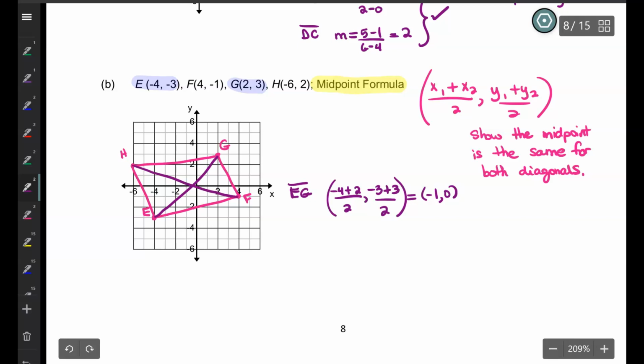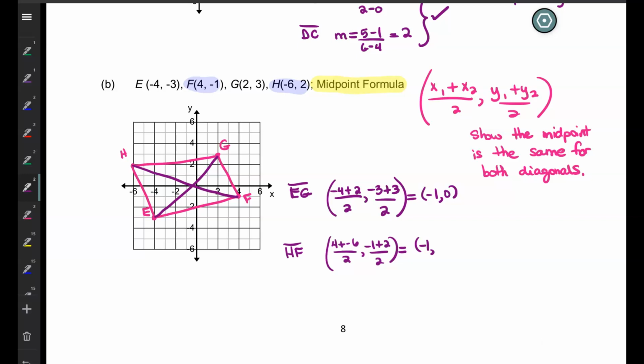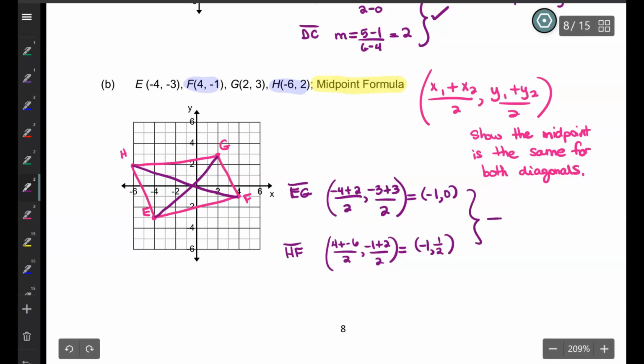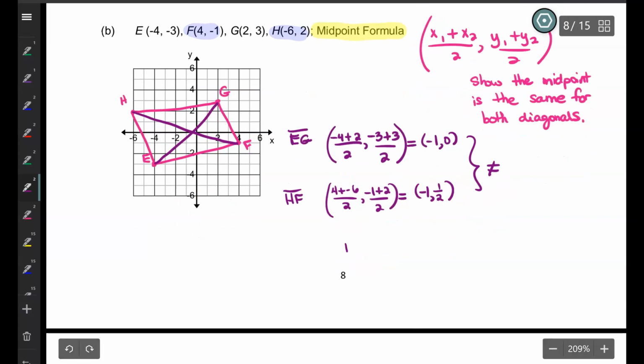And now let's see HF. So I'm now focusing on these 2 points, and I want to find that midpoint. So I have 4 plus -6 over 2, and -1 plus 2 over 2. So we do get -1, so it has the same x coordinate, but the y coordinate is 1/2. And so because these are not equal, EFGH is not a parallelogram.